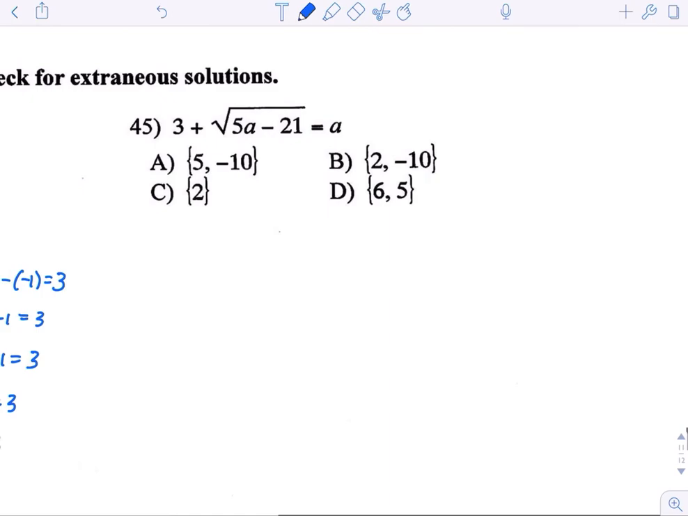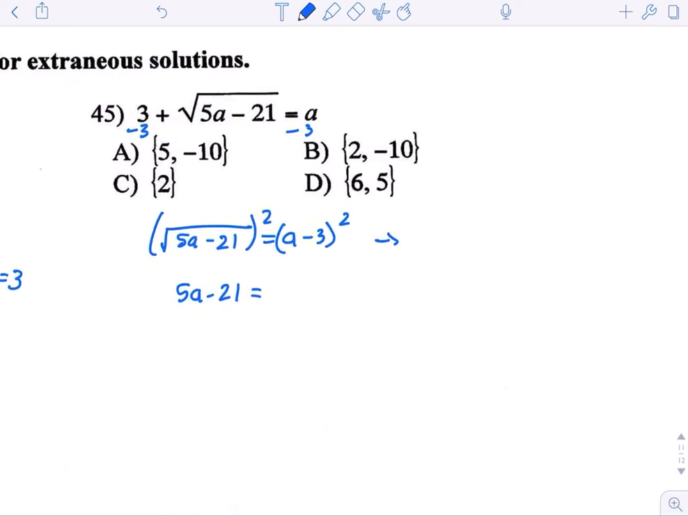Alright, moving on to 45. Step 1: isolate the radical. So subtract 3 from both sides. So we're going to get the square root of 5a minus 21 is equal to a minus 3. Step 2: exponentiate. Since it's a square root, I'm going to raise both sides to the second power. 5a minus 21 is equal to, remember, a minus 3 times a minus 3. So a squared, a times a is a squared, a times negative 3, negative 3a.